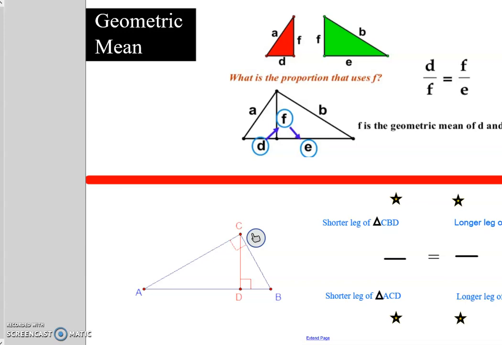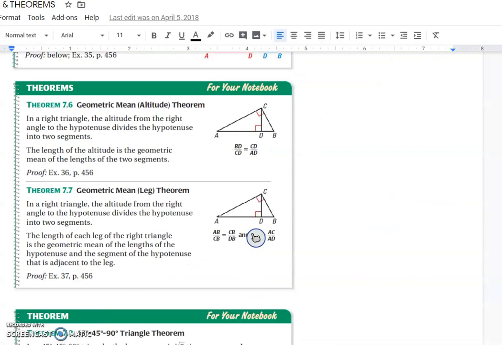So we're now at the portion of this lesson where we're talking about something called geometric mean, which is kind of a special way to take a look at these proportions that we can find within right triangles. We're going to be walking through one of the two types of geometric mean, and really there's two different kinds of proportions that we can set up. Those are also shown as theorems.